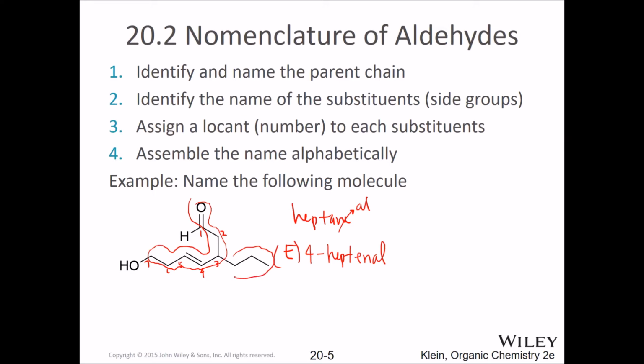Looks like I've got a 3-propyl. 3-propyl, that's taken care of. This is all taken care of. Now I've got a 7-hydroxy. 7-hydroxy. Okay, now let's do this alphabetically. The H comes before P, so it's 7-hydroxy, taking care of that.